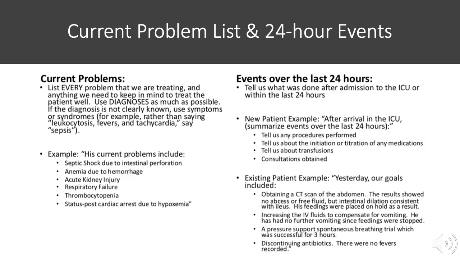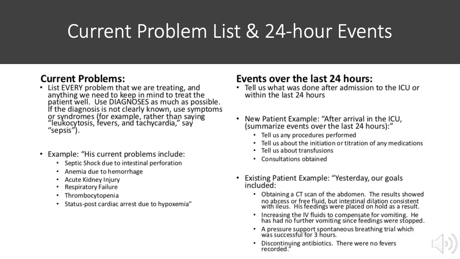When reporting current problems, list every problem that we are treating and anything we need to keep in mind to treat the patient well. Use diagnoses as much as possible. If the diagnosis is not clearly known, then use symptoms or syndromes. For example, rather than saying leukocytosis, fevers, and tachycardia, say sepsis.